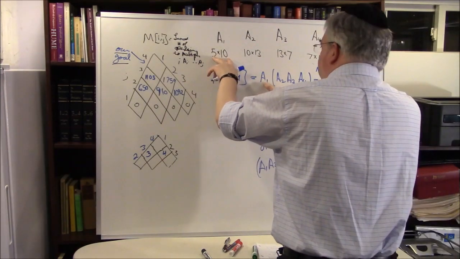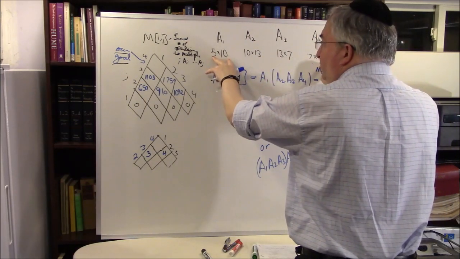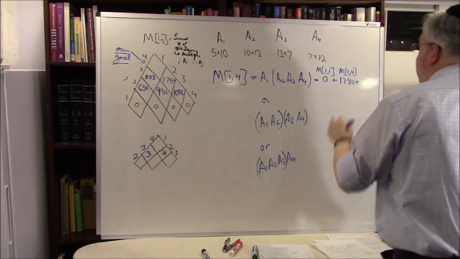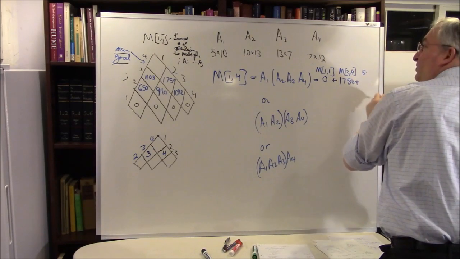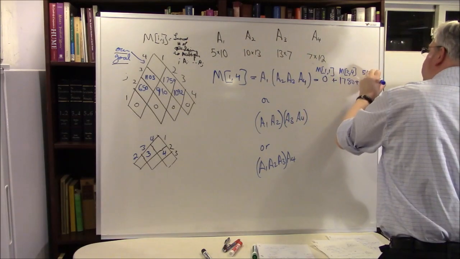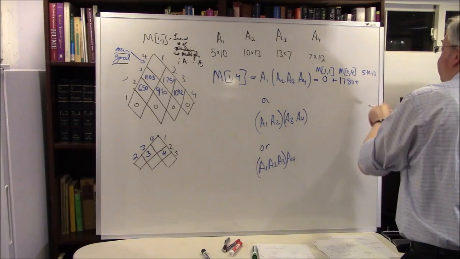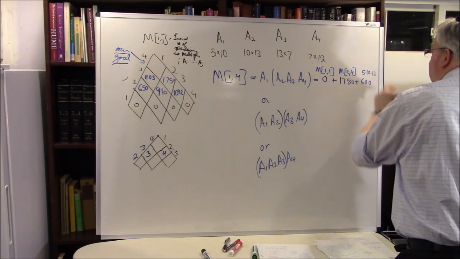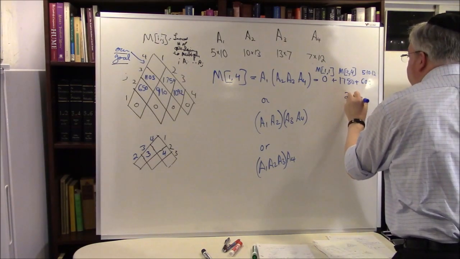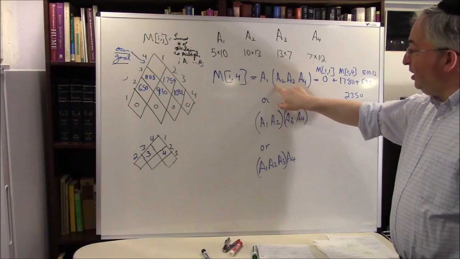A1 is a 5 by 10 matrix. A2 through A4 is a 10 by 12 matrix. How many operations does it take to multiply a 5 by 10 matrix and a 10 by 12 matrix? Answer, that is 5 times 10 times 12, and that altogether is equal to 600. 5 times 10 is 50, times 12 is 600. Okay. If you add these numbers together, you get 2,350.